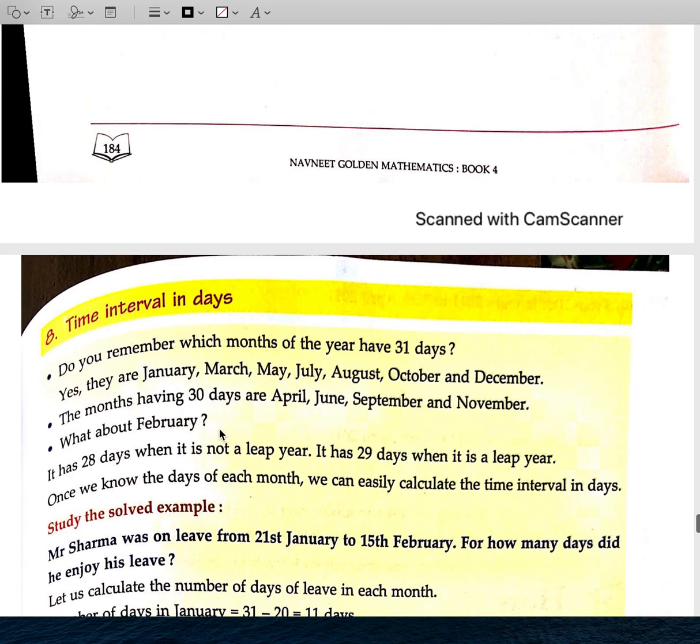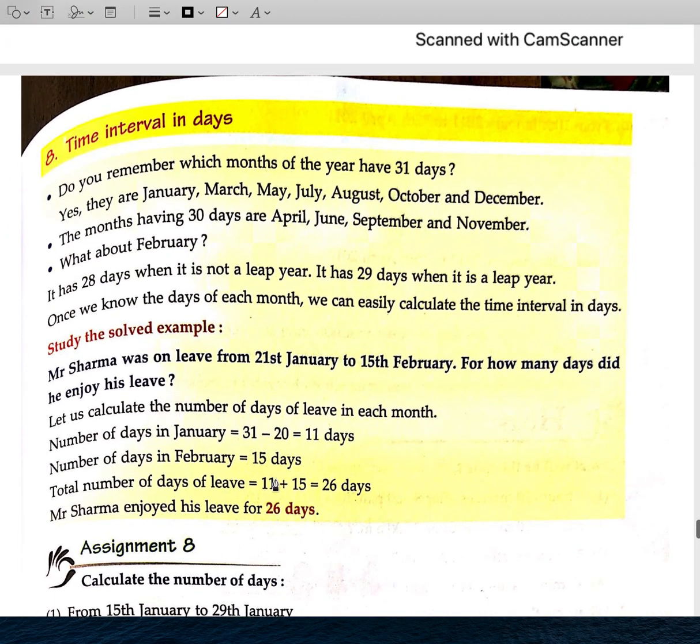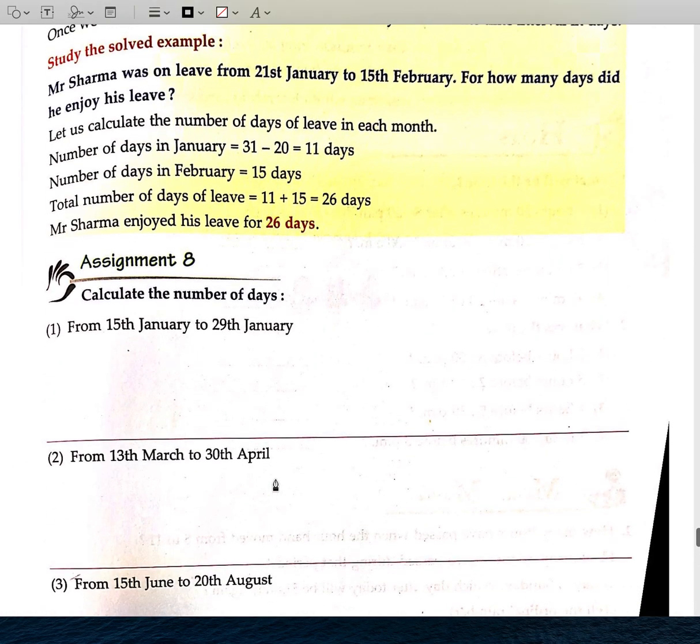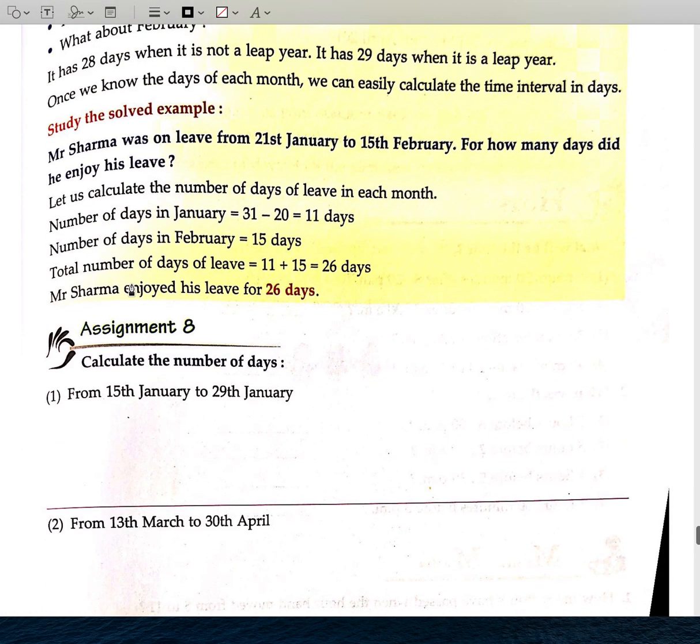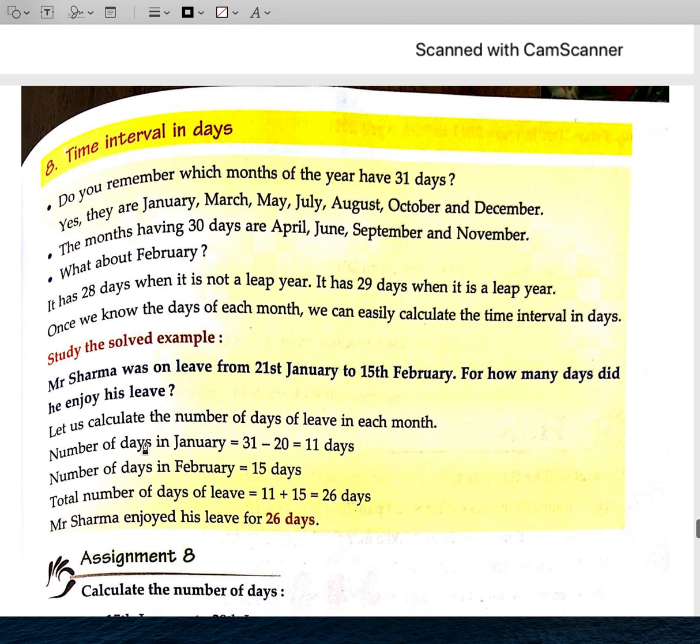Now we will do the last part, which is time interval in days. So here are some intervals we have to find. From 15 January to 29 January, we need to find how many days there are.